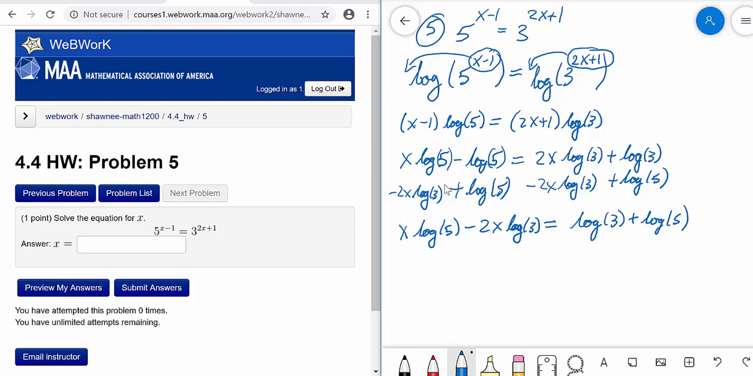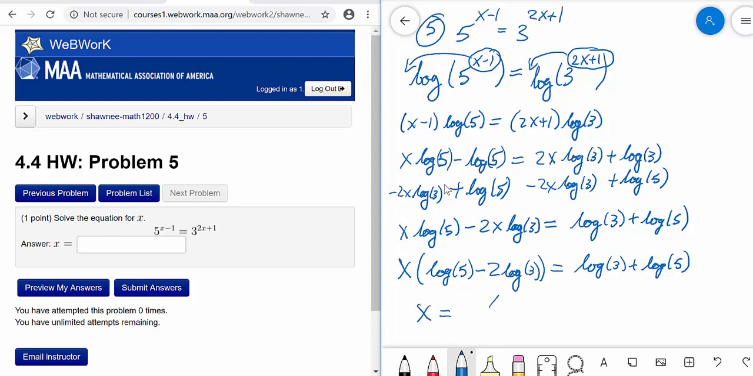And on the left-hand side, to isolate the x, I'm going to factor out an x from both sides. So I'm left with log of 5 minus 2 log of 3. And that equals log of 3 plus log of 5. And to finish this off, I'm going to divide both sides by log of 5 minus 2 log of 3. So I would just get x equals the log of 3 plus the log of 5 divided by the log of 5 minus 2 log of 3.